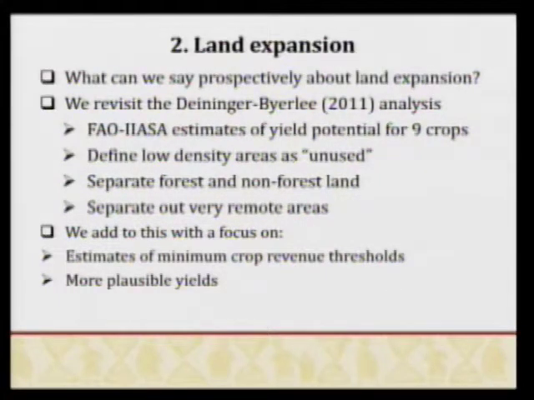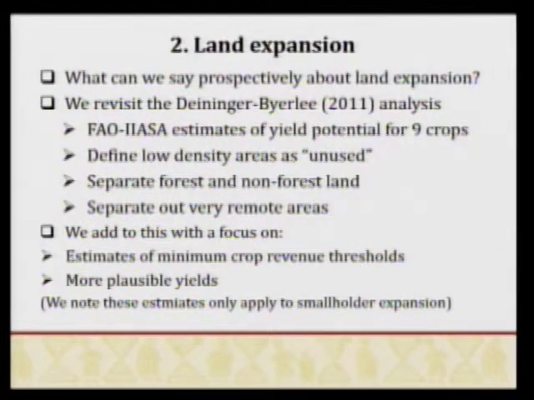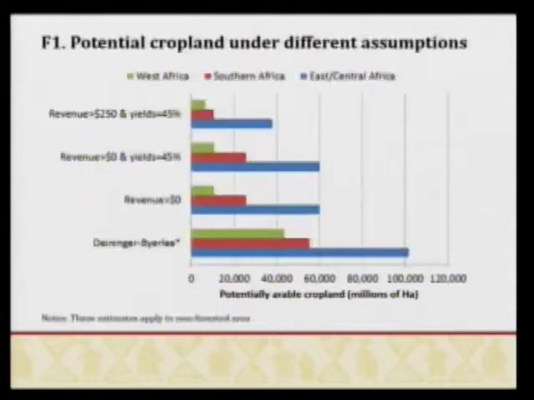And so we basically come up with what you can think of as a simple profitability function. We note that we apply these estimates only to smallholder populations. The basic parameters in these assumptions could be very different for large holders. So this is what we come up with: 4 different scenarios.